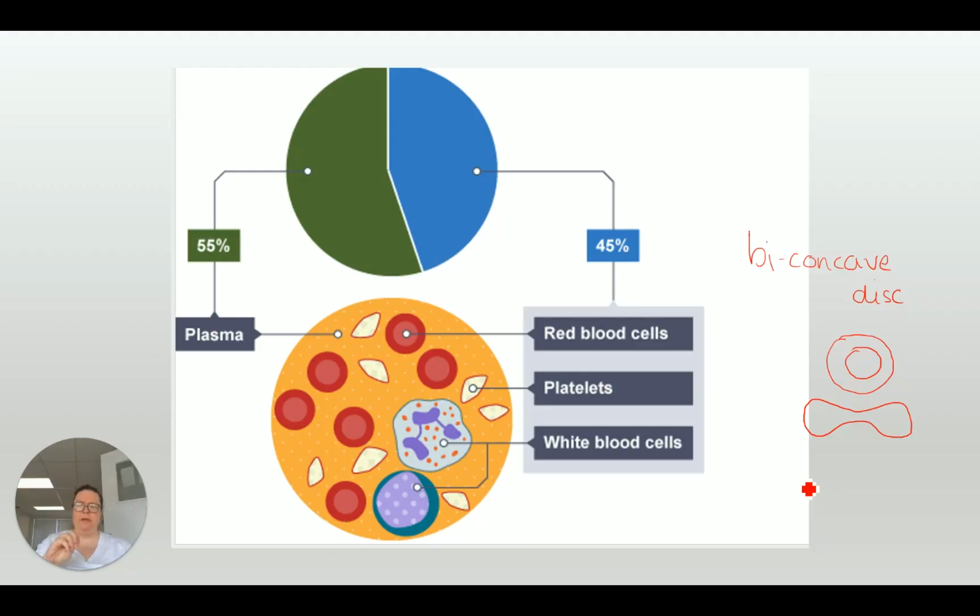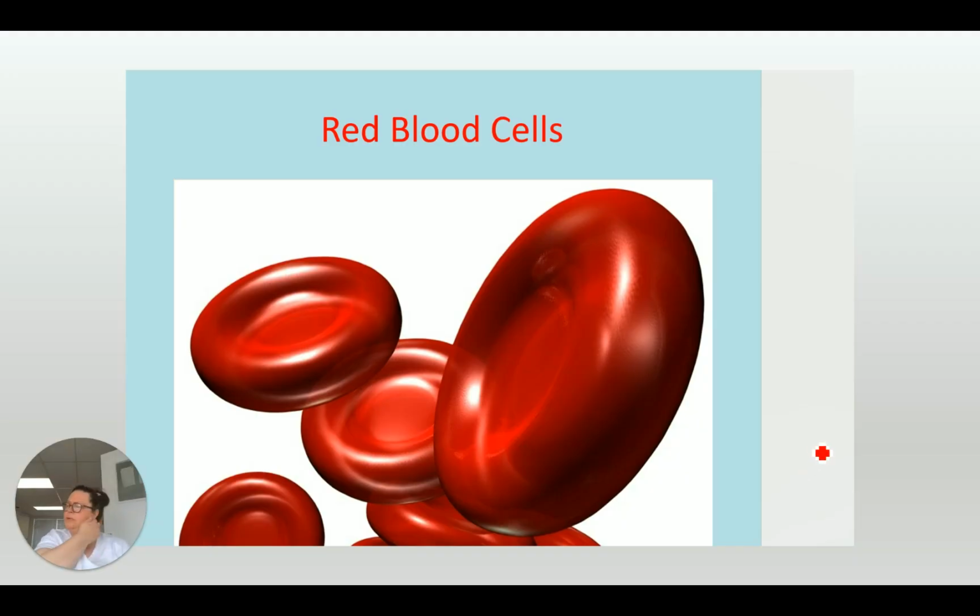Right, let's have a little bit more information about these components. So, red blood cells. Pause the video and see if you can come up with facts about red blood cells. Right, let's make sure we know everything. So, red blood cells, they have no nucleus. They have the shape of a biconcave disc. And that shape increases the surface area. Answer to every biology question.